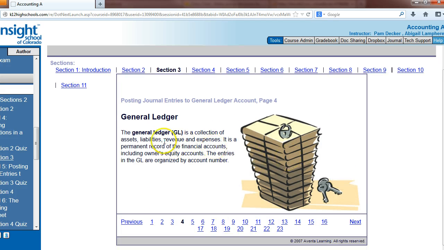Okay, so the general ledger is a collection of assets, liabilities, revenue, and expenses. It is a permanent record of the financial accounts, including owner's equity accounts. These entries in the general ledger are organized by account number. So basically the ledger is this big huge book, and each page will represent a different account, whether it's an asset account, a liabilities account, a revenue account, and so on and so forth.